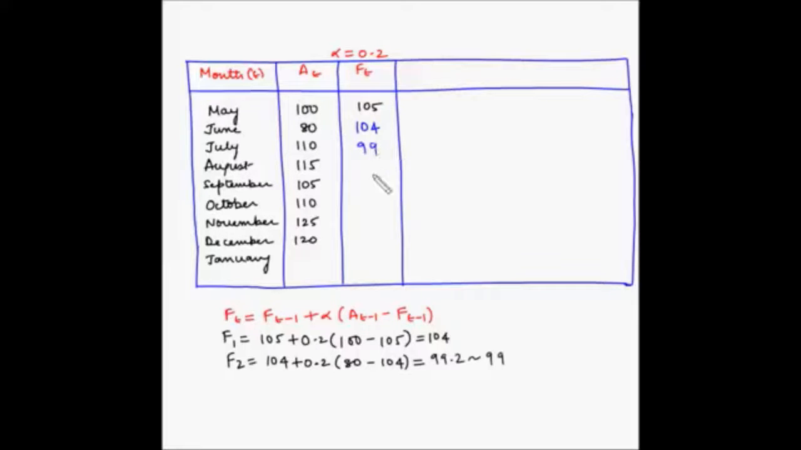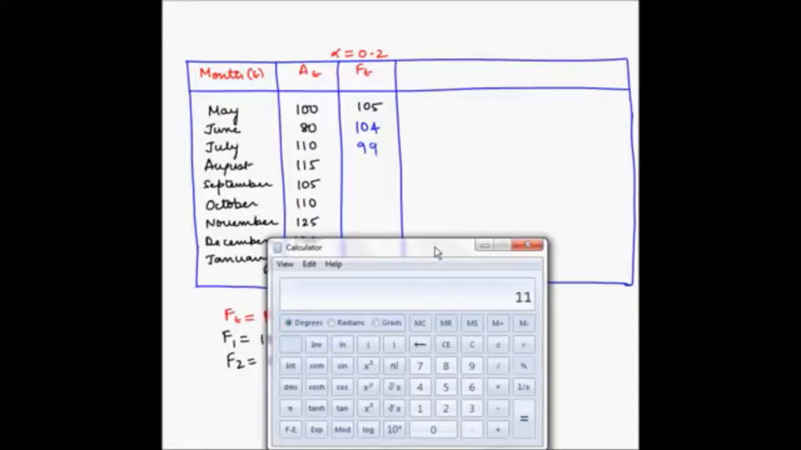So 99. So here we got the rhythm, right? Basically taking the previous period's actuals minus the forecast, so 110 minus 99, multiplied by alpha and then plus the forecast, which is 99. Let's do the same for August directly on the calculator. 110 minus 99 multiplied by 0.2 plus 99. So 101.2. We can round it off to 101.